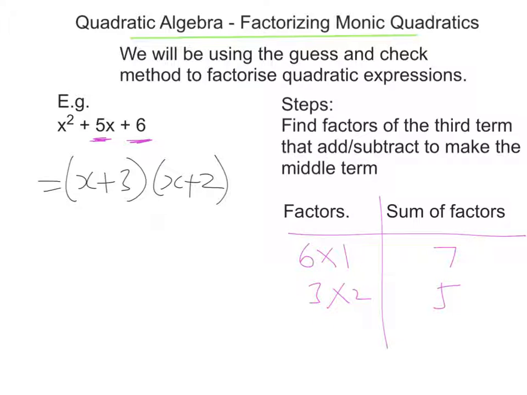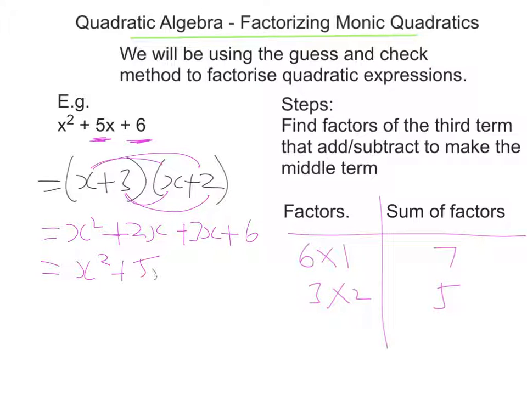So let's just check to see we've got it right. Now if I do x times x, I get x squared. If I do x times 2, I get 2x's. If I do 3 times x, I get 3x's. And if I do 3 times 2, I get 6, which means that x squared plus 5x plus 6 is the same as x plus 3 in brackets multiplied by x plus 2 in brackets. So this is the factorised version of this expression.